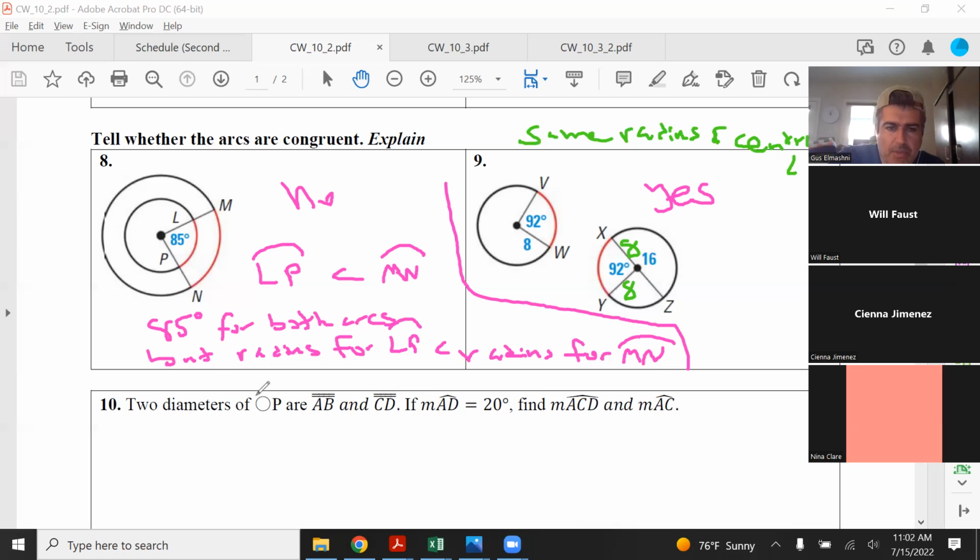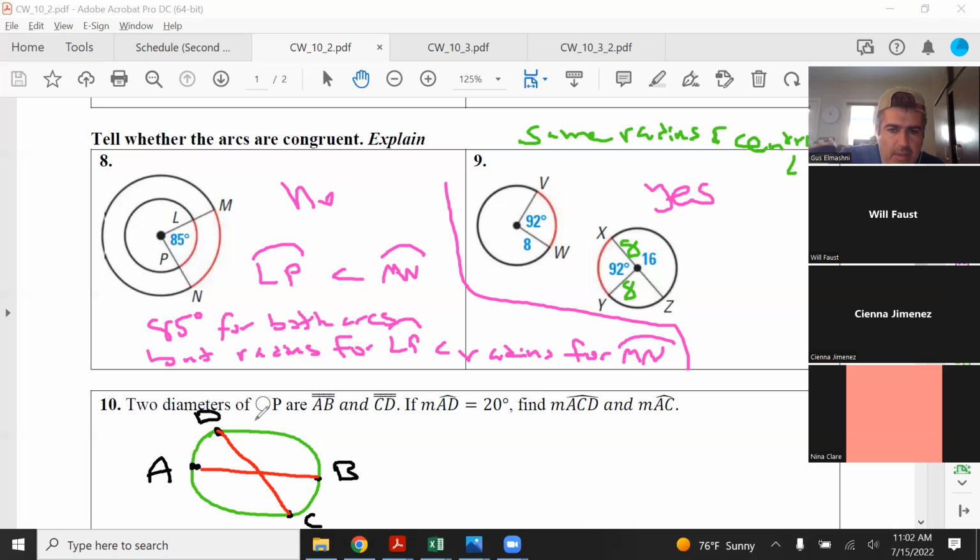Let's look at 10. 2 diameters of circle P are AB and CD. The measure of AD is 20. So let's draw. And then C I'll put right over here, right across. Okay. Okie dokie. I got that. And I got that.